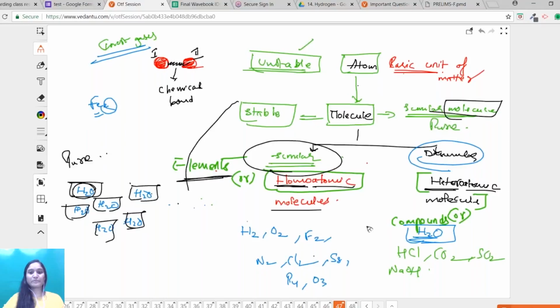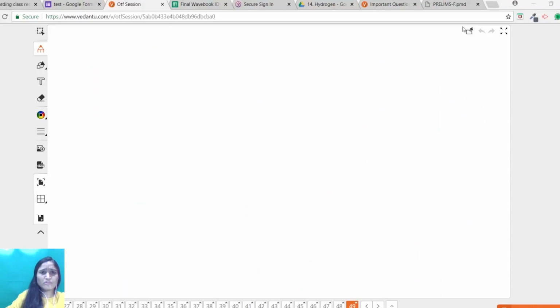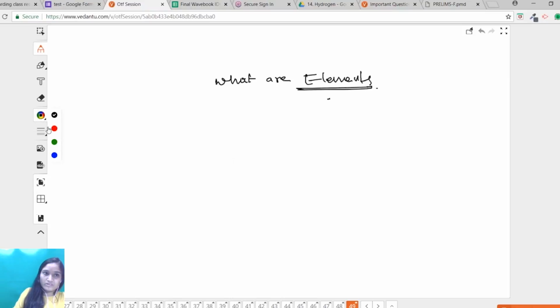So in this chapter, let me first give you the content outline. What all do we talk about? First, we'll understand what elements are, which we already have done from the beginning of today's class. Understanding elements. What are elements? And after that, we divide the chapter into two parts. Part 1 is the history of periodic classification.